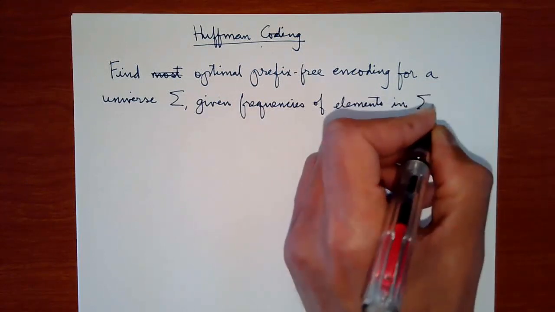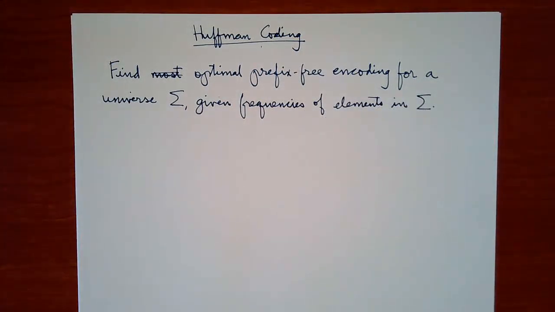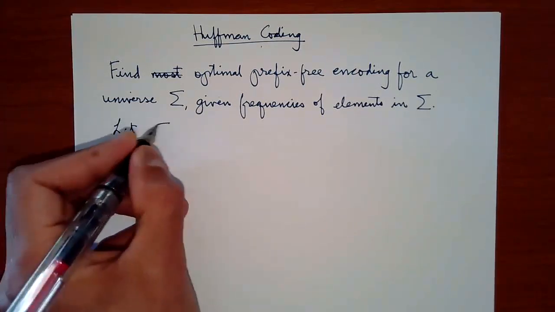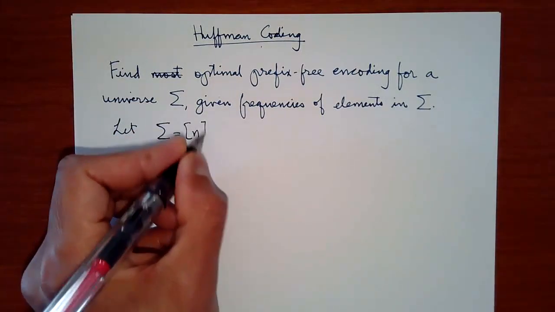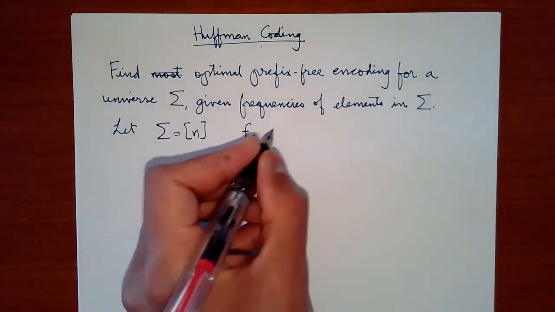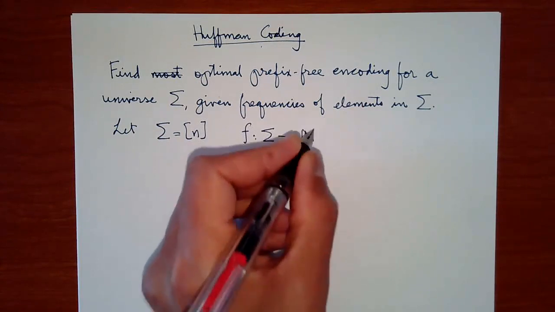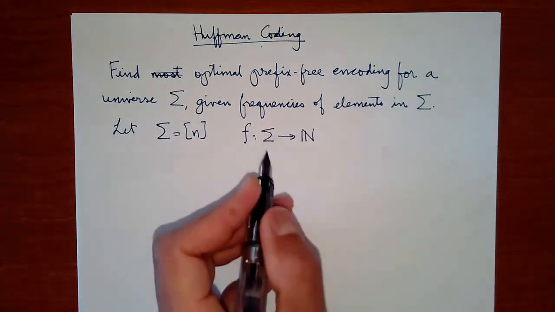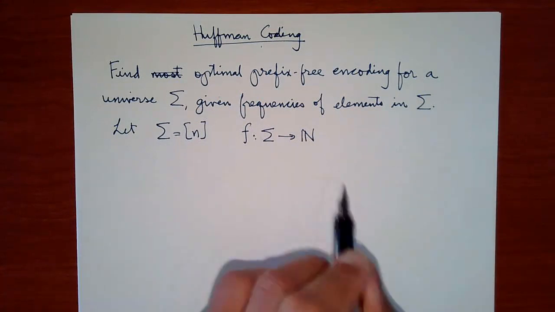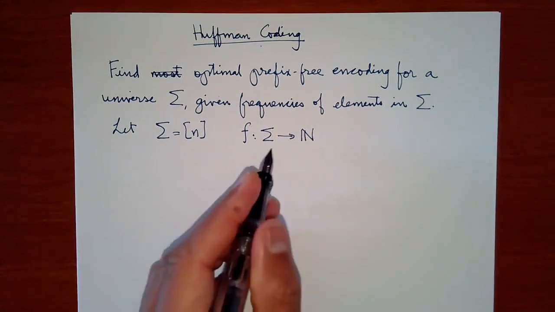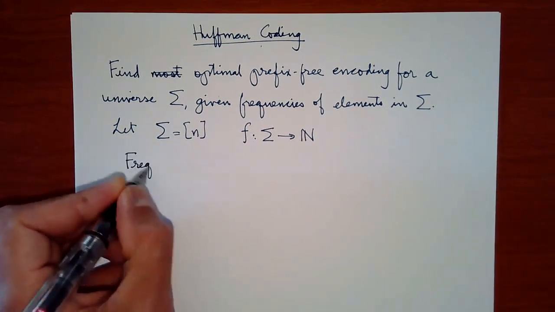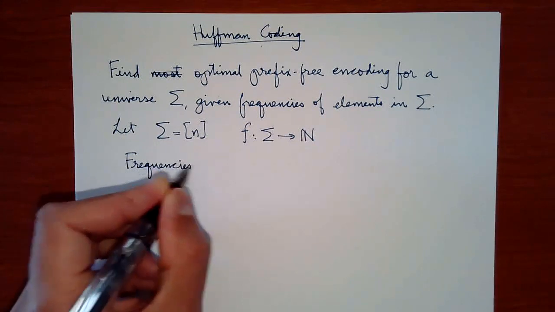So for convenience, let sigma just go from 1 to n. And so the frequencies, this is just some array that maps every universe item, that just tells you how often a particular item exists. So you could think of this as being just like the frequencies of characters.